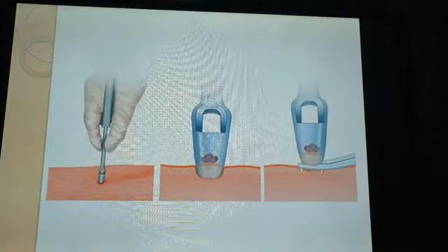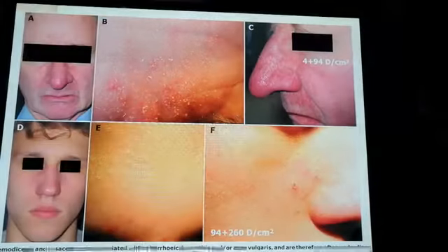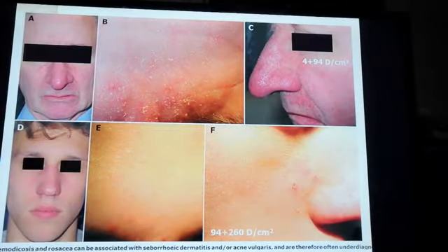This is what we see, punch biopsy. It is usually used by dermatologists to sample skin rash, moles, or other small masses. These are different skin lesions.